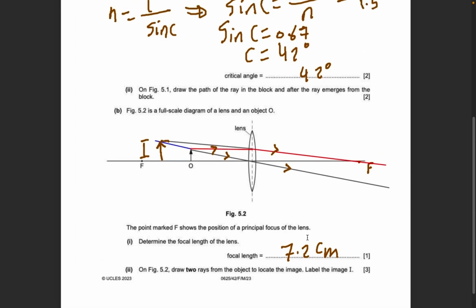On figure 5.2, draw two rays from the object to locate the image and label the image I. The first ray will be parallel to the principal axis, so it will refract passing through the focus. And after that, the second ray will pass through the optical center unrefracted, it will not bend, just move in a straight line. After that, we will make the extension of these two rays, and we will collect them at this point, so this will be the image, and write here I, that represents the image.